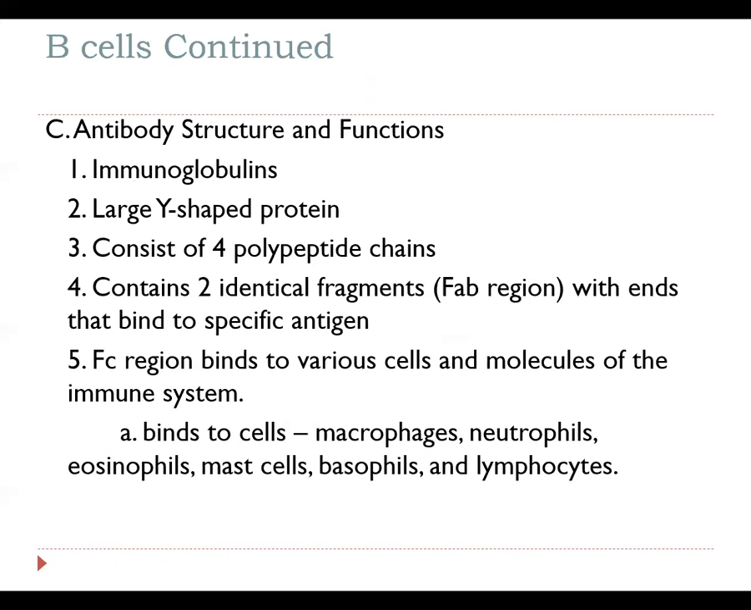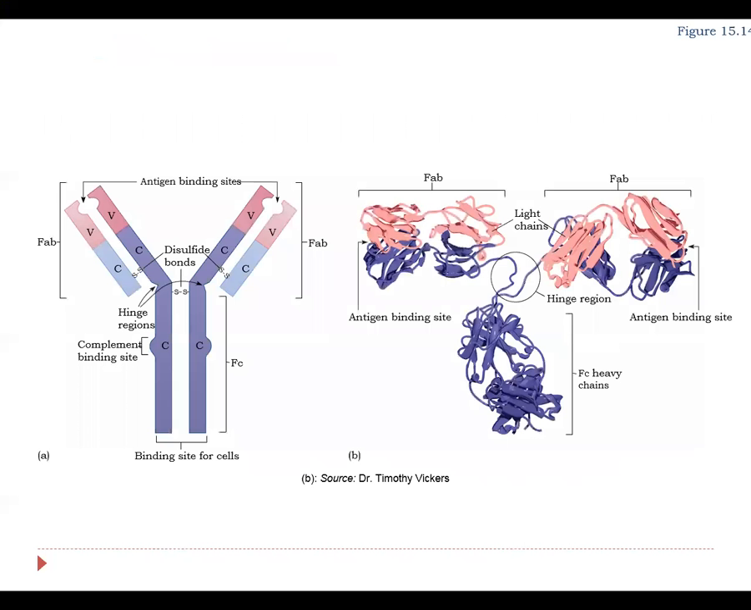The Fab region is going to be the top part of the Y. The FC region is the bottom part of the Y. The FC region is basically where cells and molecules of the immune system are able to bind. Here is a picture of your immunoglobulin or antibody. As you can see in picture A, we have the Fab region labeled as the top Y shape or V shape. You can see the very tips of that Fab region include the variable region. The variable region contains within it the antigen binding sites.